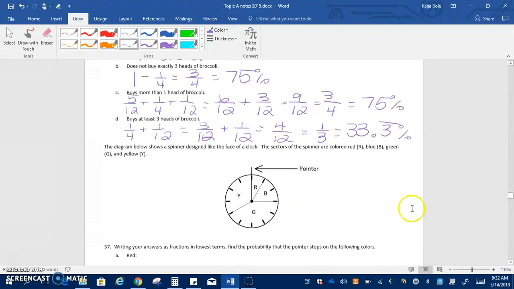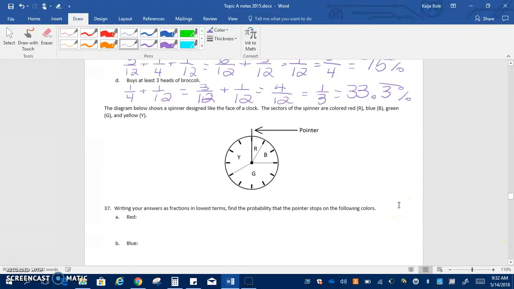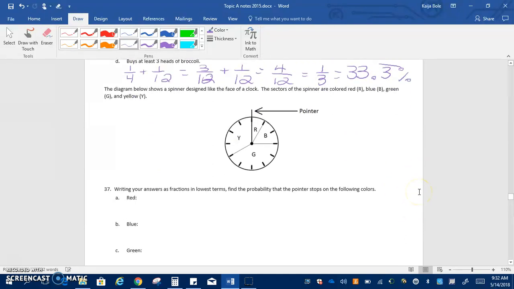Okay. So in this last example, the diagram shows a spinner designed like the face of a clock. The sectors of the spinner are colored red, blue, green, and yellow. This one I want you to try on your own. Alright, so if you count up the number of spots, there is a total of 12 pieces.